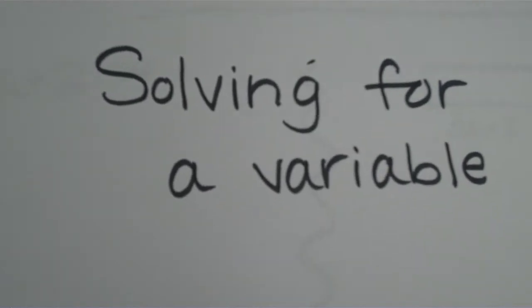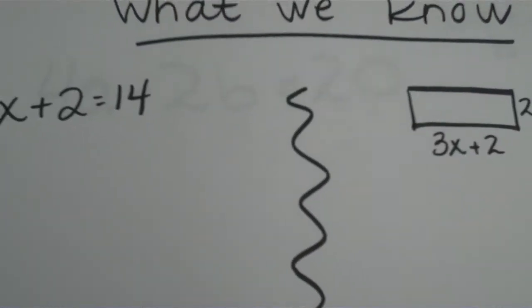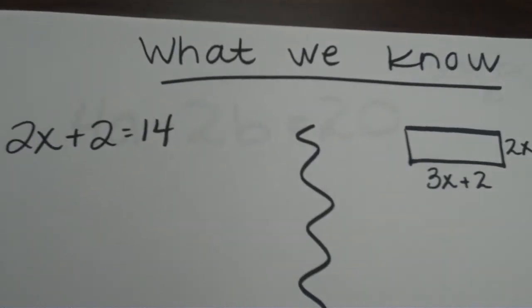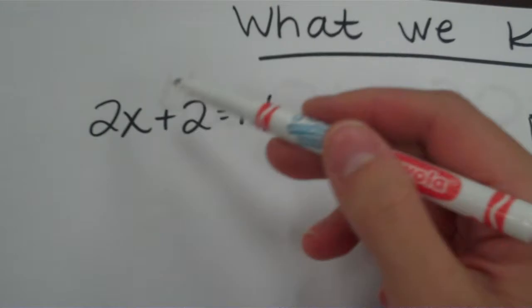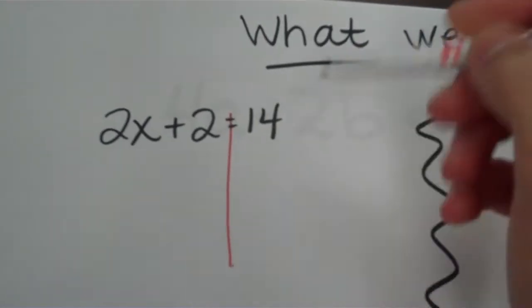Okay? The first thing we're going to go over, I don't want you to write down, I just want you to watch. It's stuff you already know. There's a purpose for me doing this. We know how to solve for a letter, right? So we draw our line.